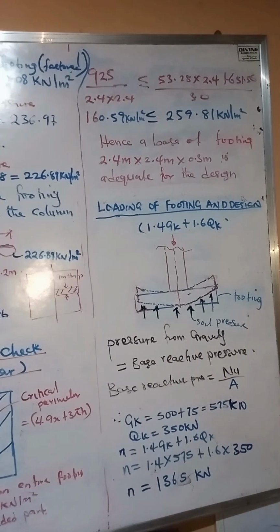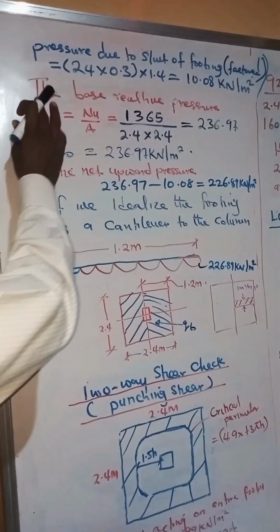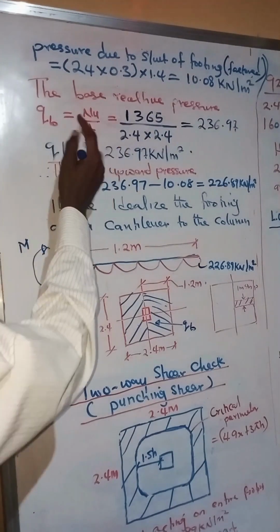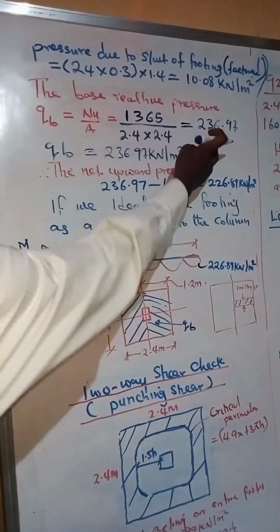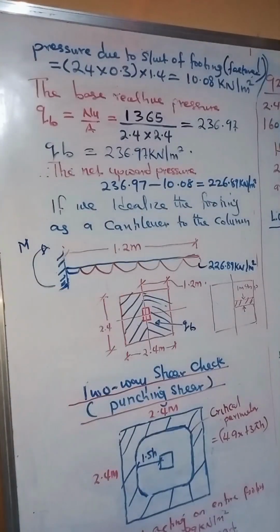So let's look at the stress due to this ultimate load. The total stress, the base reactive pressure, which represents our QB, let's call it our QB, because of N over A, we have the total base reactive pressure to be 236.97 kilonewton per meter square.